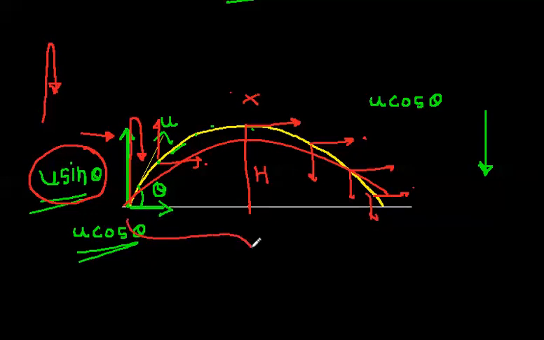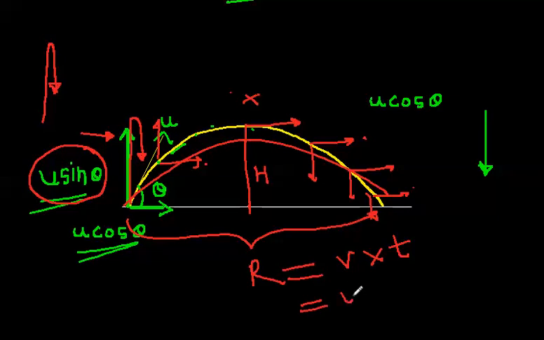So if I have to find this range here, range R, then it will simply be v multiplied by t. Now what is v? v is the horizontal speed. That horizontal speed is simply u cos theta multiplied by the time required. Now what is this time? This time can be calculated from the vertical motion as we did in the previous example. So we'll calculate the time from the kinematics equation of the vertical motion.